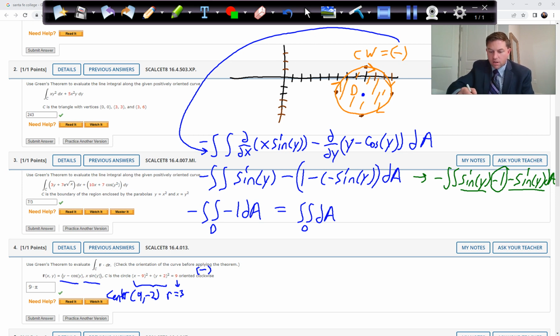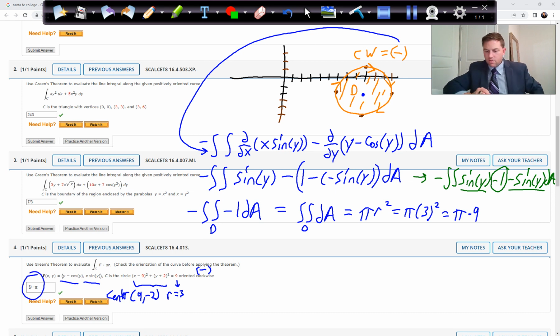What is the area of that orange circle? It is just equal to pi radius squared. But we know the radius is 3. So this is just pi times 9, or 9 pi. And because there was a negative inside the integral that canceled with the outside, we get a positive area here.